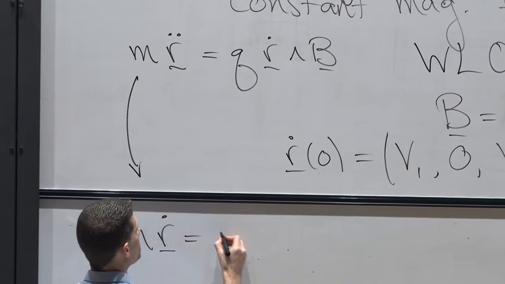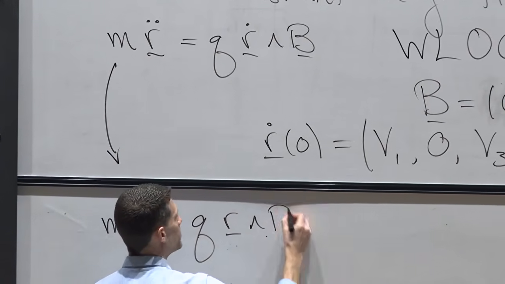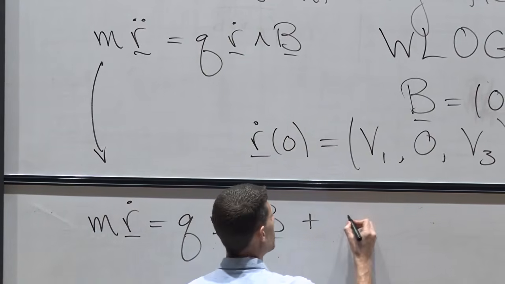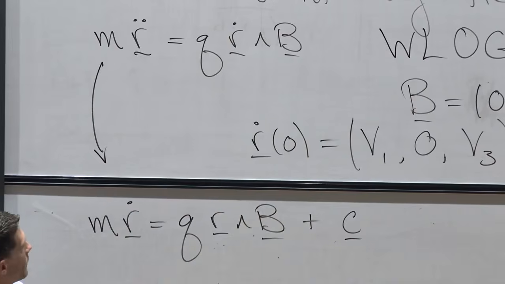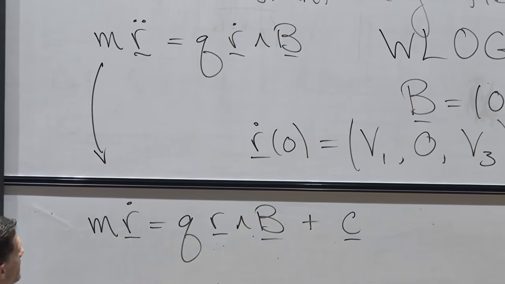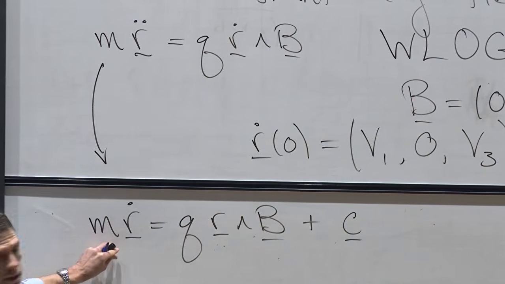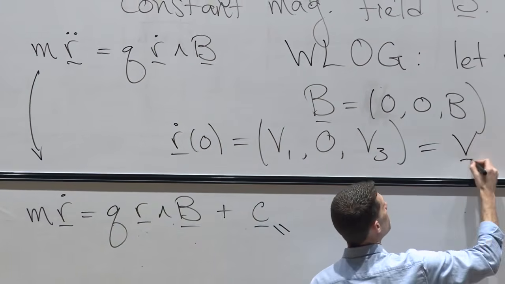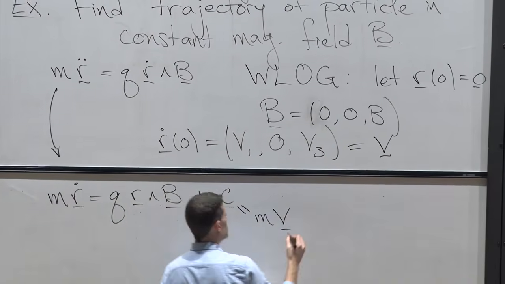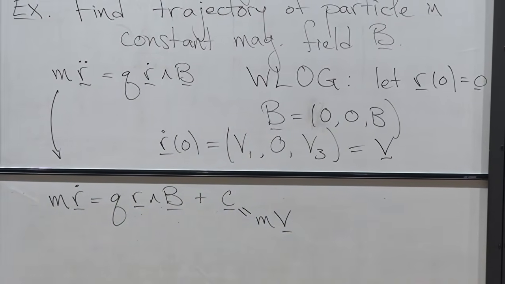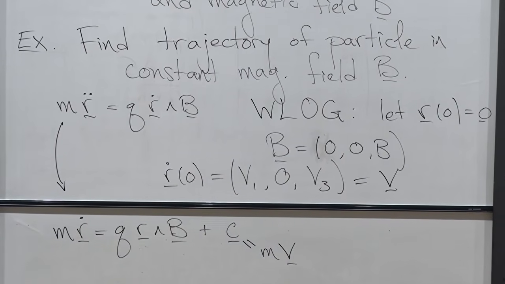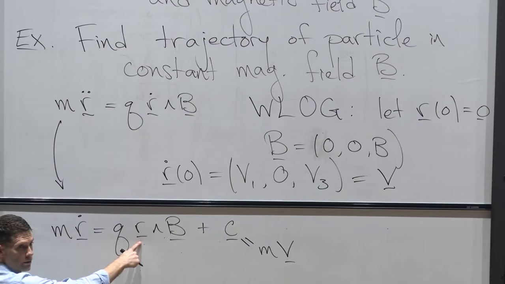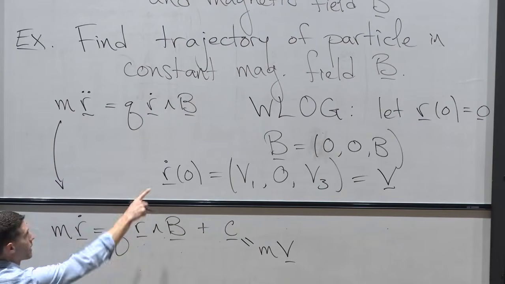Mr dot is q r cross b plus a constant vector. And that constant vector, when I take t equals 0, that goes away. That becomes m times v. Let's call this v. If you're a bit worried whether you can do that through the cross product, just think about going the other way. Take a derivative of this equation. That's constant. The derivative just sees each bit of the r, becomes an r dot cross b.